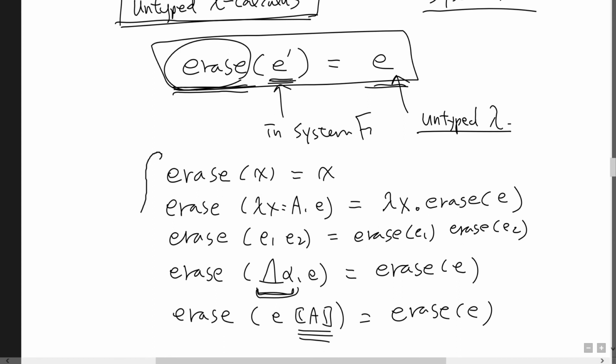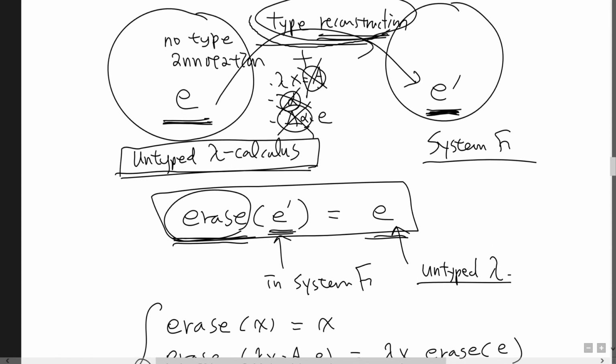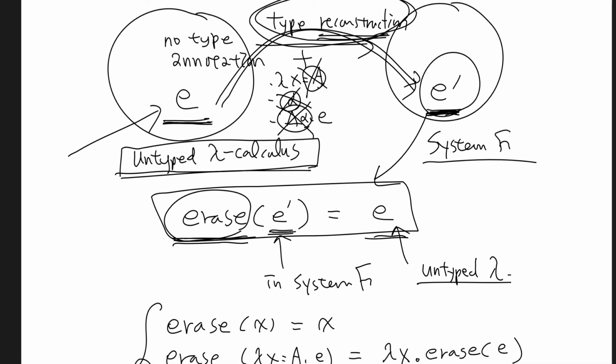We can define the eraser function like this one, and then the problem of type reconstruction for system F is: take an expression in untyped lambda calculus and then produce a corresponding expression in system F, E prime, which satisfies this equation. So that's the problem of type reconstruction.